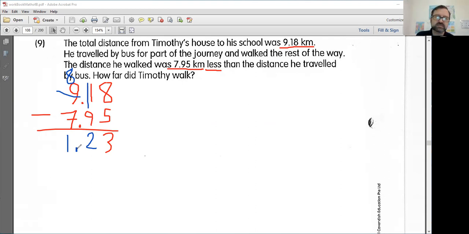All right, so it appears to me that Timothy walked 1.23 kilometers, and then he took the bus for 7.95 kilometers for a grand total of 9.18 kilometers. And that is all for this math problem. This one doesn't seem too difficult. I'm just making sure I'm not missing anything here. How far did he walk? Yes, he walked 1.23 kilometers. All right, I think my math is correct here. This is just simple subtraction.